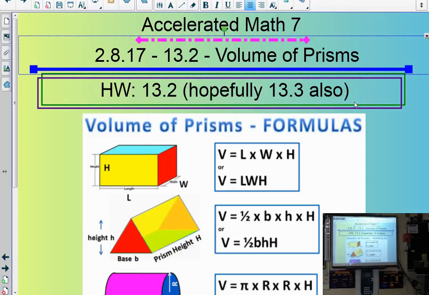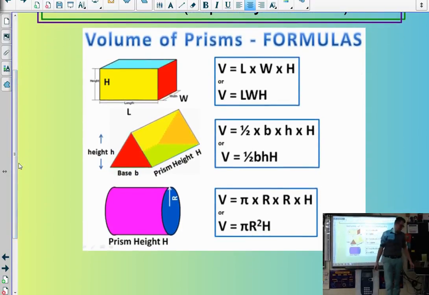13.2 and then probably 13.3. And before you really dig too much into your notes, let's look here at this volume of prisms little diagram.